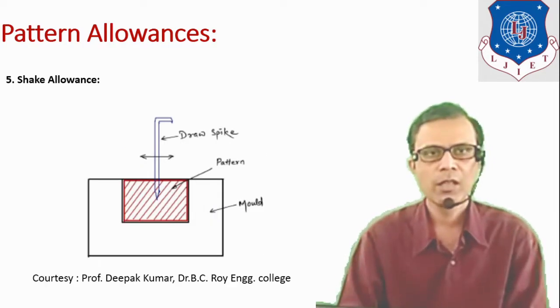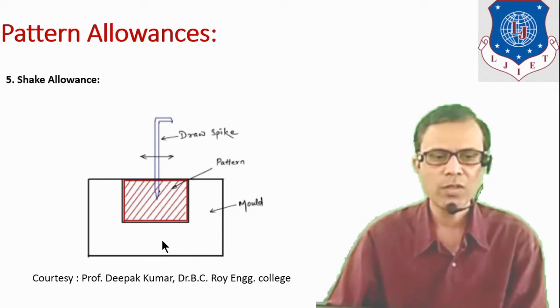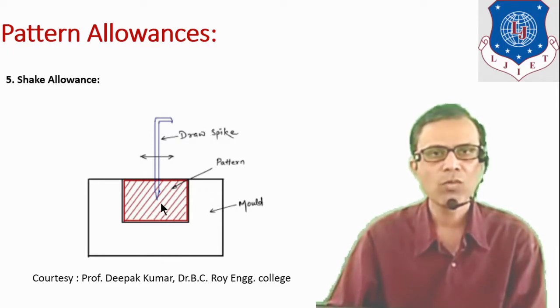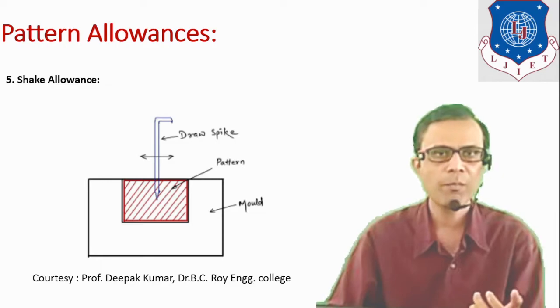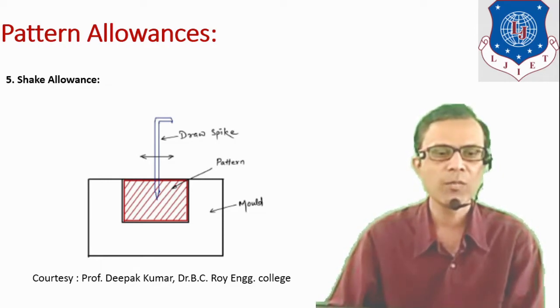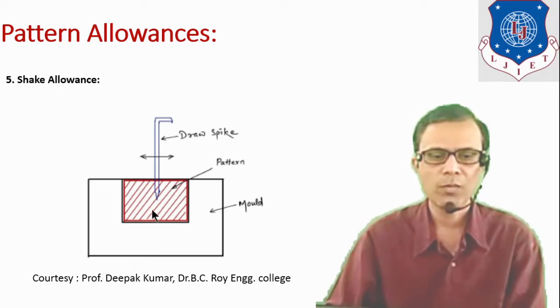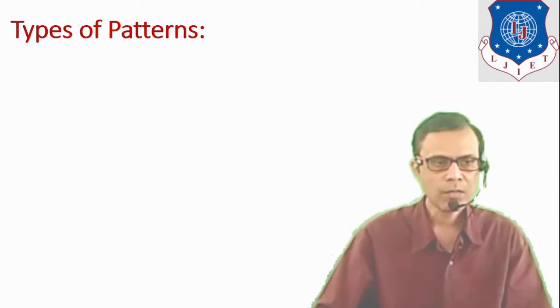Next allowance is shake allowance. Here in this diagram, it is a pattern, it is the mold, and with the help of this draw spike we can remove the pattern from the mold, but for that purpose it will require to shake the pattern or to provide some movement so that we can easily remove this pattern from the mold cavity. So for that purpose shake allowance is provided on the pattern.